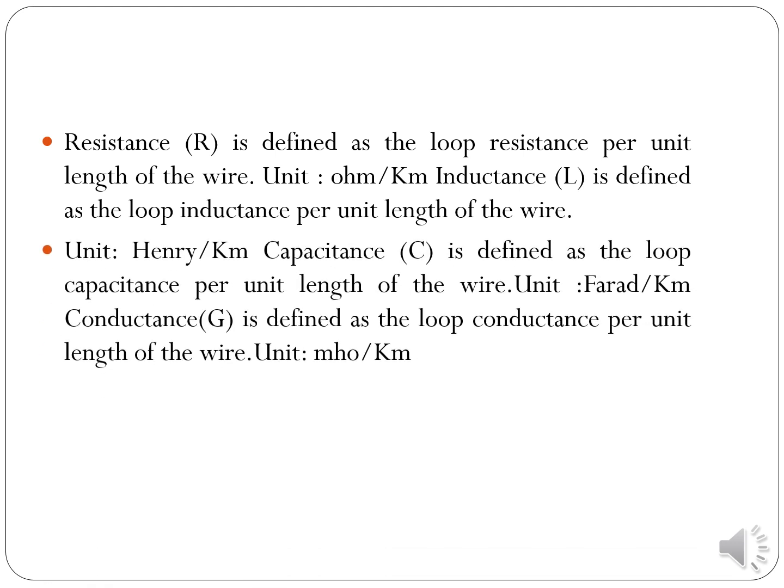Inductance is loop inductance per unit length of the wire. Capacitance is defined as loop capacitance per unit length of the wire. Its unit is farad per meter. Conductance G is the loop conductance per unit length.